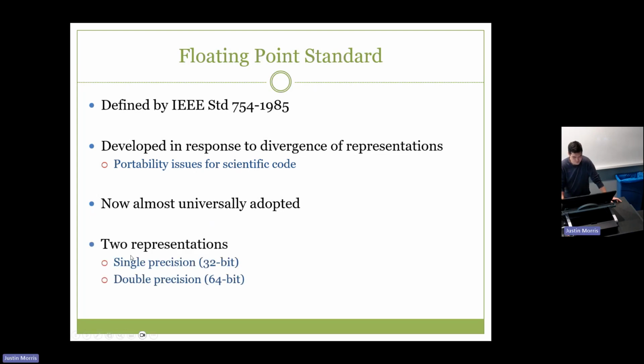There are 2 different representations for IEEE floating point standards. There's single precision, which is 32 bits, and then double precision, which is 64 bits. The format is the exact same. It's the same 3 fields: sign bit, exponent, and then what they call the fraction, or you'll often see it as the mantissa. It's just the number of bits in the fraction, or mantissa, as well as the exponent, that differ between the 2 representations.